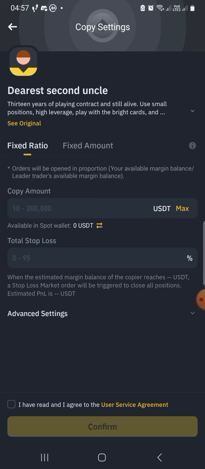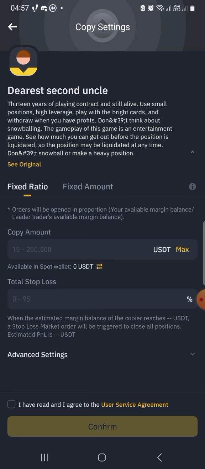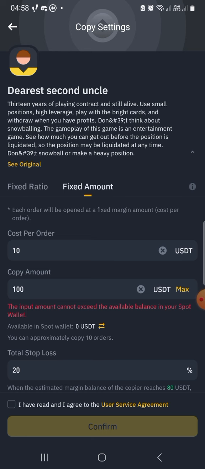Some lead traders specifically tell you to use a fixed ratio or a fixed amount, so it depends. But this guy didn't say anything like that. He just tells you a little bit about how he's trading, and you can read this to get an idea of how he does it. The fixed amount basically limits every trade to the amount you have to put in there. So these are the copy trading settings, and then you go your way.